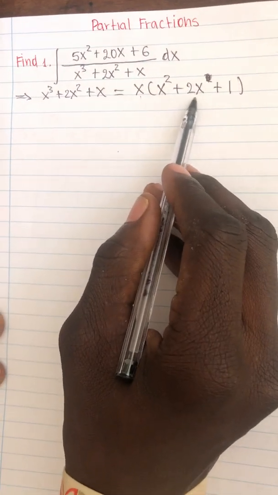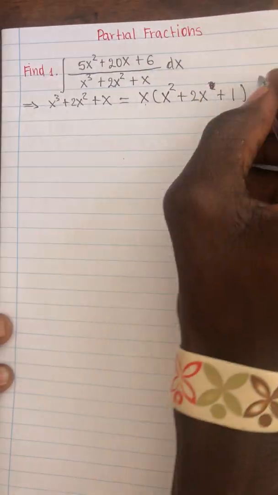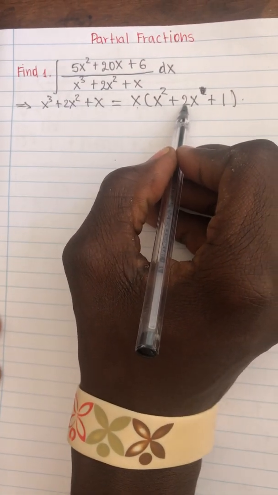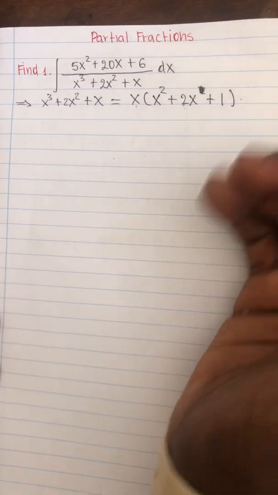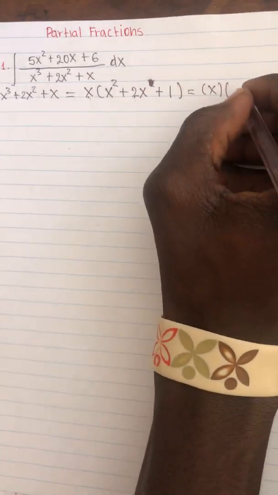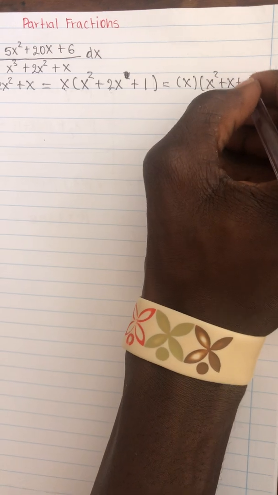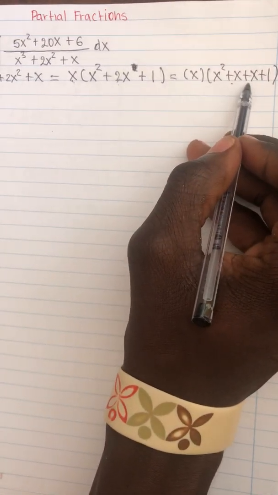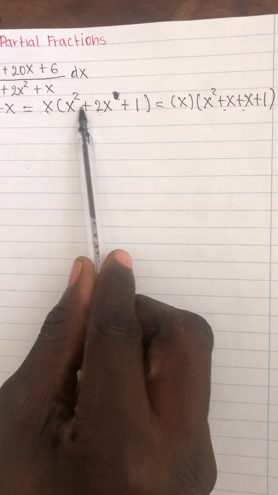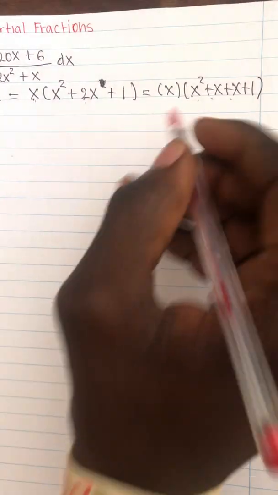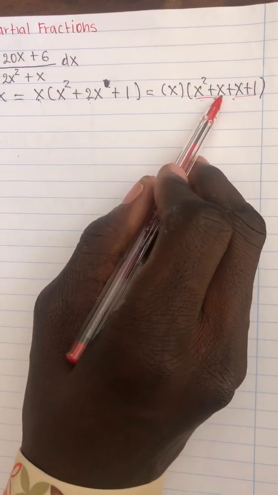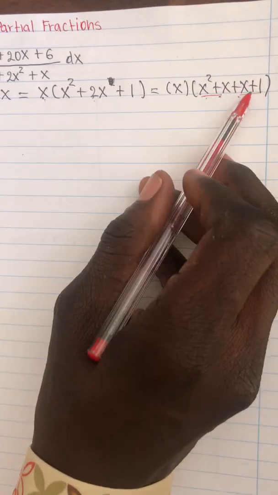Now if you check the 2x, you can also write it like this: 2x is the same thing as x plus x. So if you write this in terms of x, you open the bracket: x squared plus x plus x plus 1. It's the same meaning, because x plus x is 2x. Now realize this part and this part you can factorize. If you factorize x here, you're left with x plus 1. If you factorize 1, you're left with x plus 1, and they are the same.